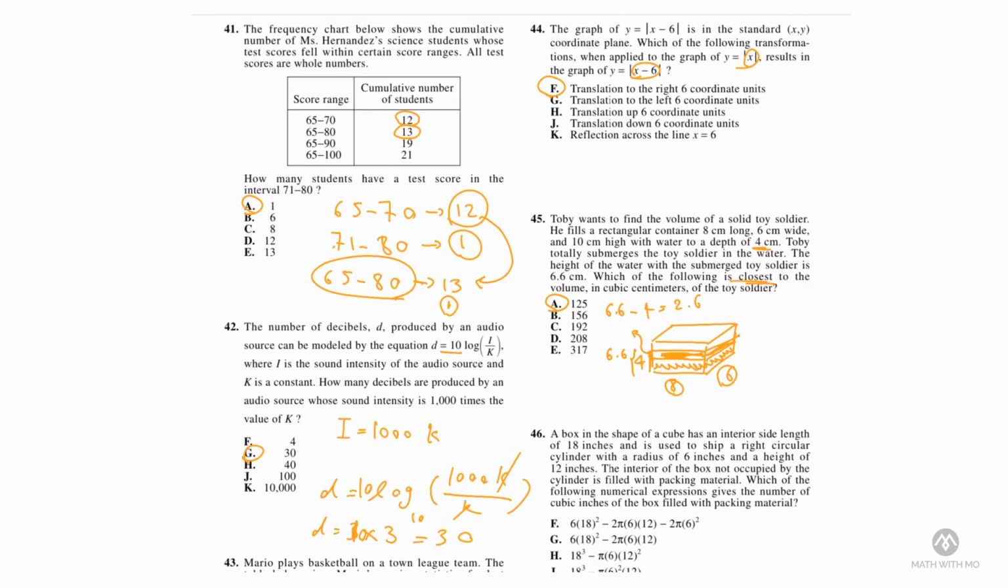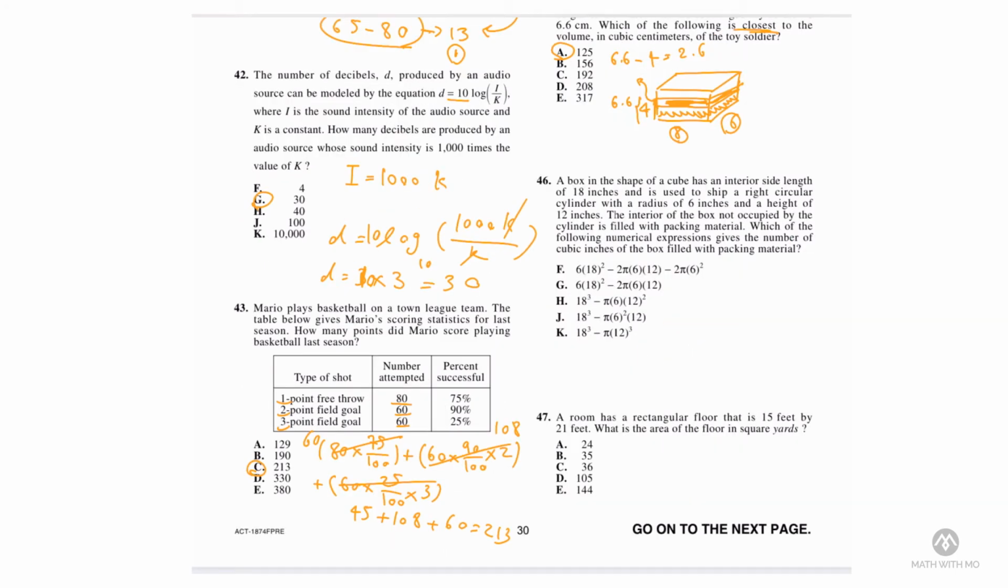A box in the shape of a cube has an interior side length of 18 inches and it's used to ship a right circular cylinder with a radius of 6 inches and a height of 12 inches.